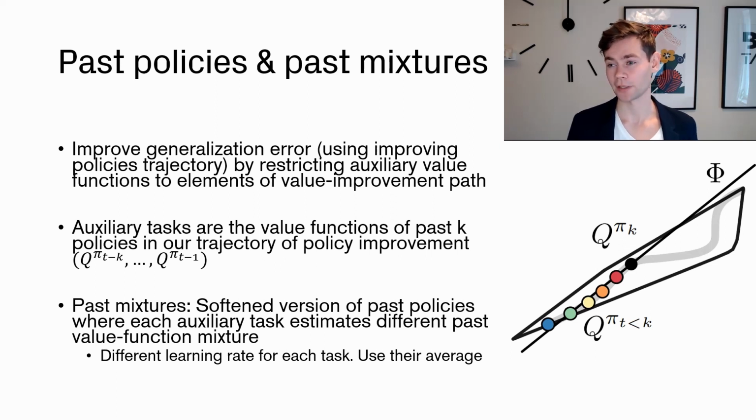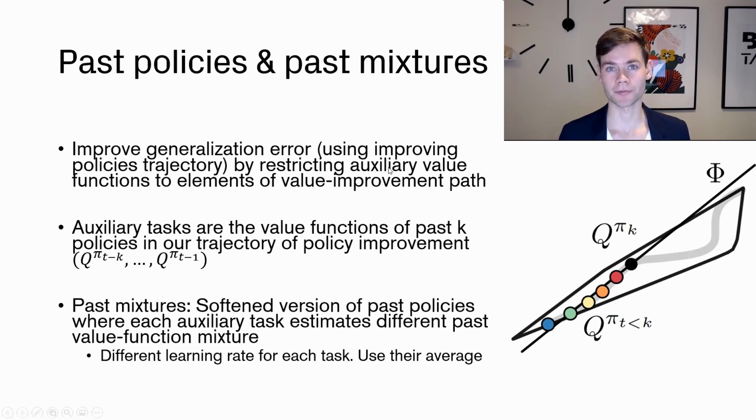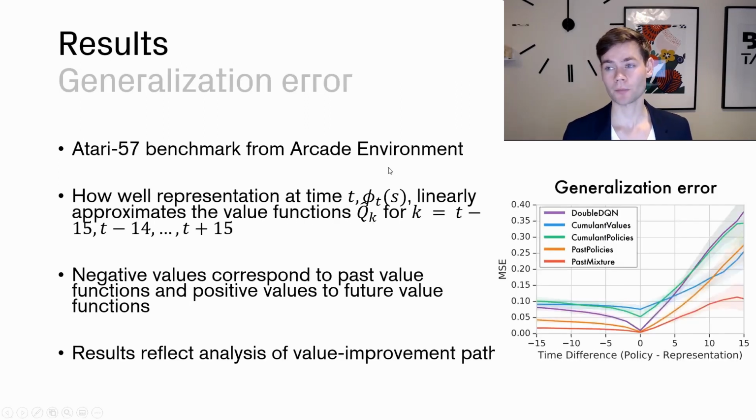We look at the past action value functions that we attain to make some prediction about where we think the value improvement path is going in the future. We're going to go ahead now and look at some actual results that they found during the study that they did. And the first thing we're going to look at is something called the generalization error.